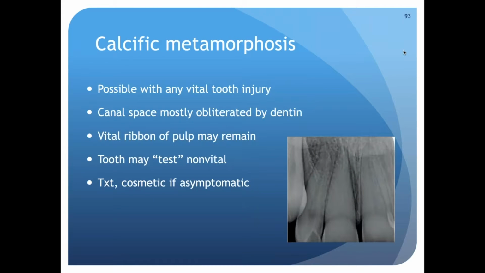Another outcome here is calcific metamorphosis. That's possible with any vital tooth injury. So the canal space is going to get obliterated by dentin. Sometimes you'll have a thin ribbon of vital pulp remaining, but not always. It could test non-vital, but if it's asymptomatic, you often want to leave these alone. And you're only going to treat if it's cosmetic and the patient wants to be done with it.